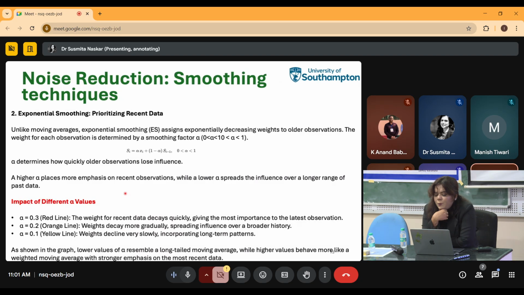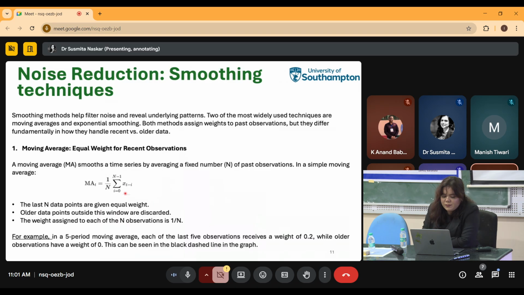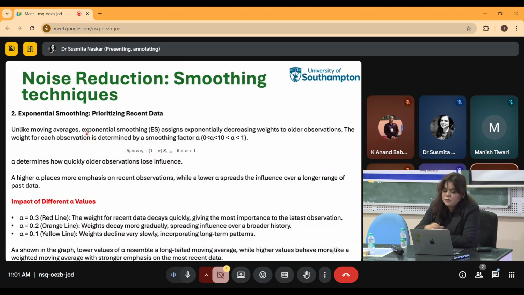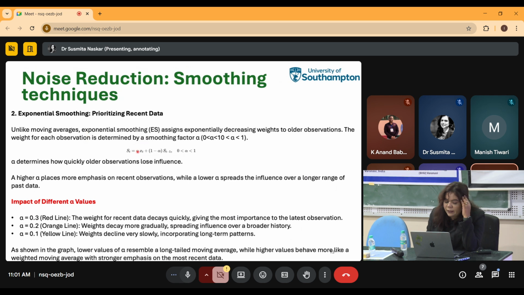Then another important one, if you see this here, we are talking about the noise reduction method, right? So another important one is exponential smoothing. This is also prioritizing the recent data, and we can represent it mathematically like this, okay? If you see this equation, each new smoothed value is a blend of the last observation and the previous smoothed value. These are the two important factors for this kind of case.